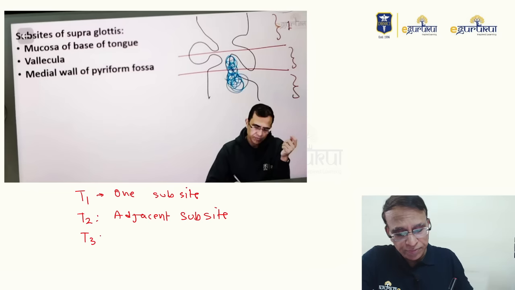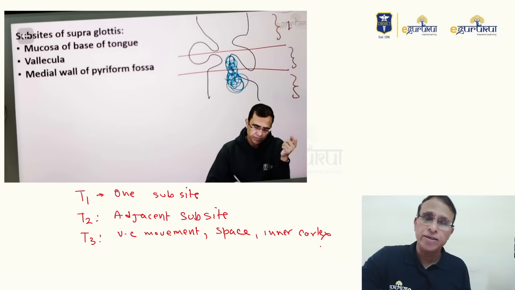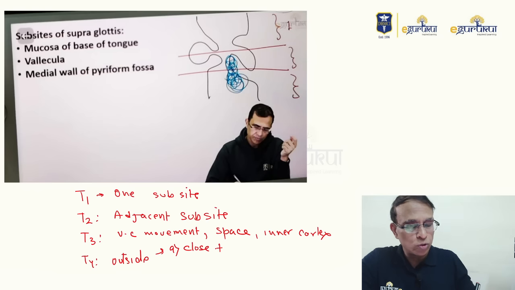Now T3 is inside the larynx, but one of the 3 things: either vocal cord movement is involved, that means vocal cord is immobile, or paraglottic space, or inner cortex of the larynx. One of the 3 has to be there in T3. And T4 is basically outside the larynx. T4A is close by, close to the larynx, and obviously T4B is away from the larynx.